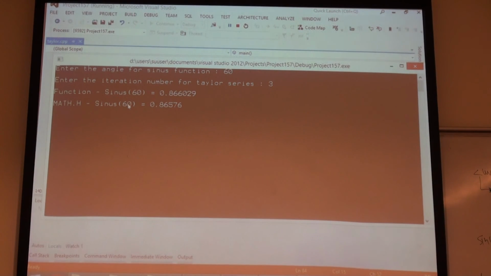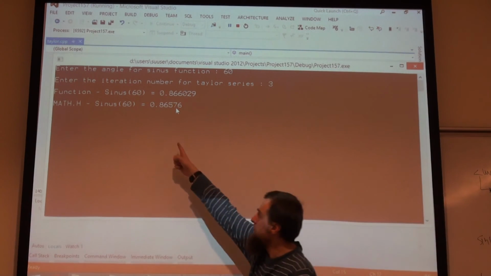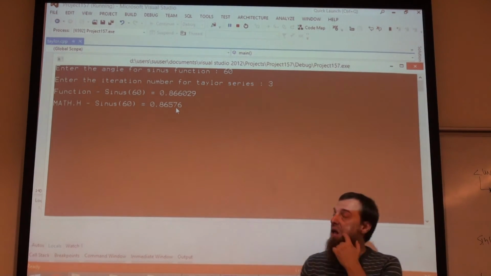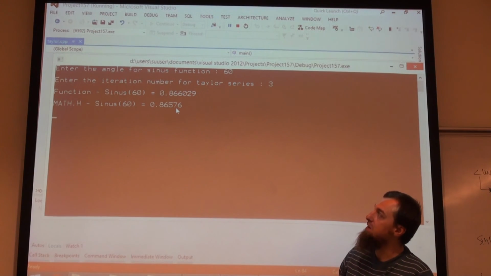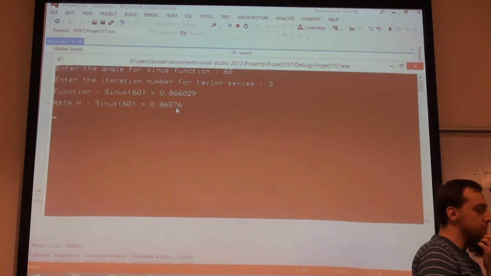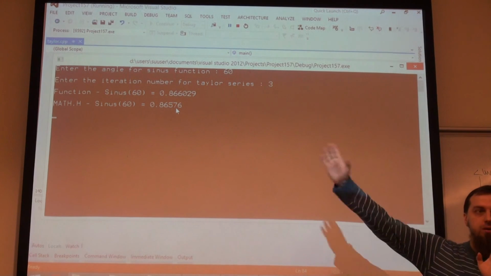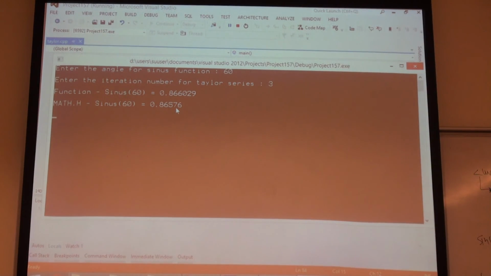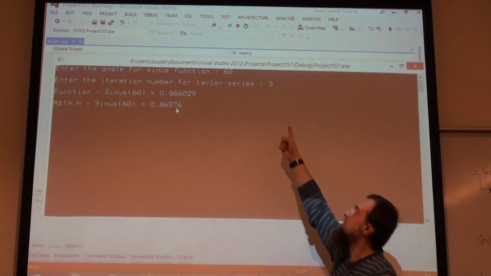And this is the function that I've used. So our value is 0.866029. Using the math.h function that I just told you about, the sine is this much. You can see the difference because I'm approximating. Even this is an approximation. Sine is a real number, it doesn't have an end. You can continue with millions of digits after the 0. But I used only 3 terms.